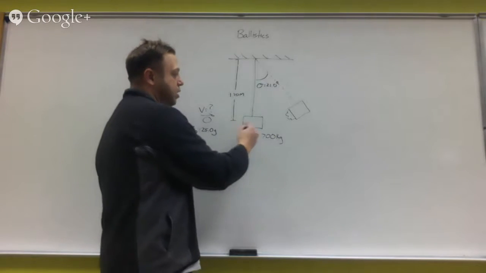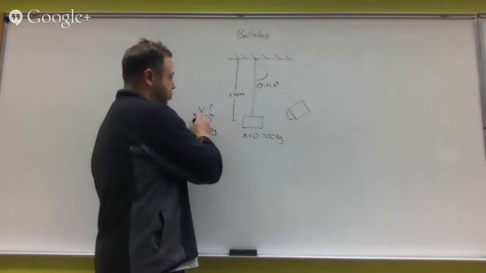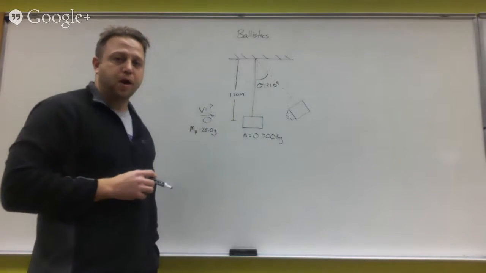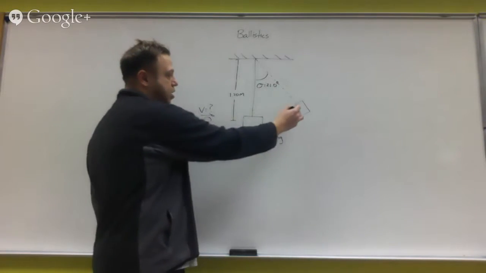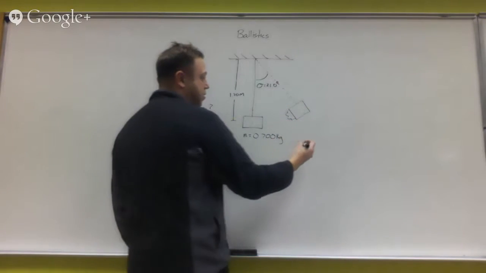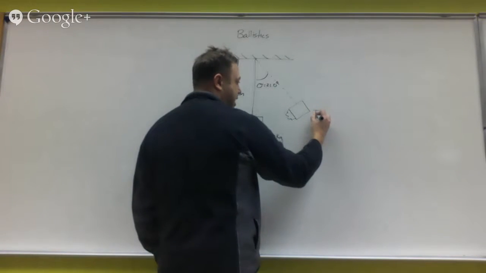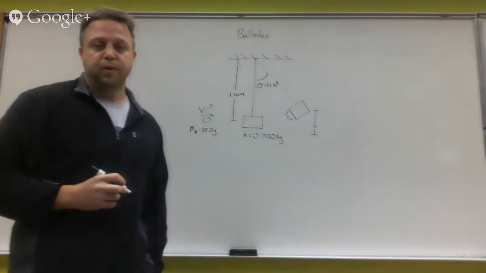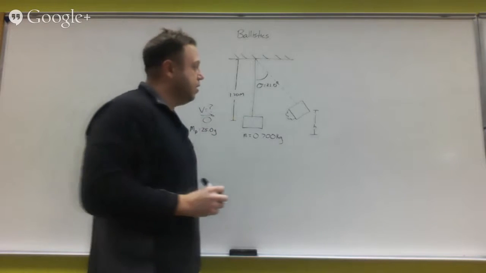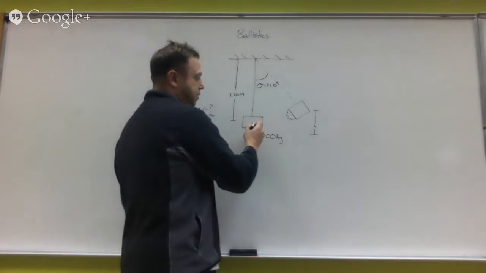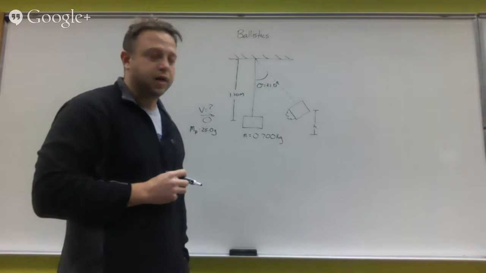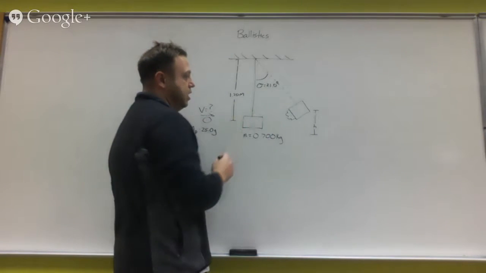So the first thing we need to do, since we're looking for the velocity of this putty, is work backwards through the problem. We need to start over here and figure out exactly how high this block is going to swing before coming to a stop, because at that point all of the kinetic energy has been transferred to gravitational potential energy at the highest location. So we first need to know this height.